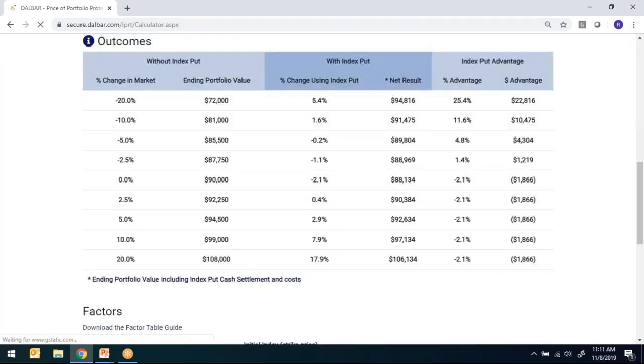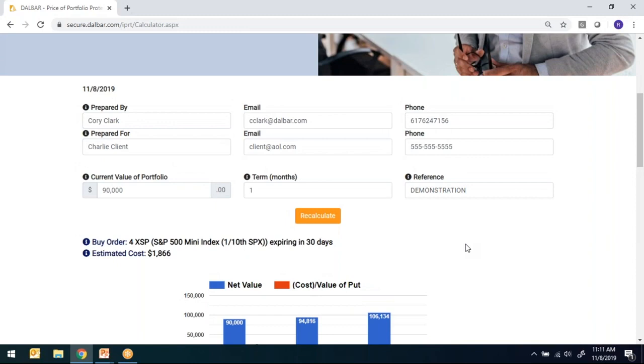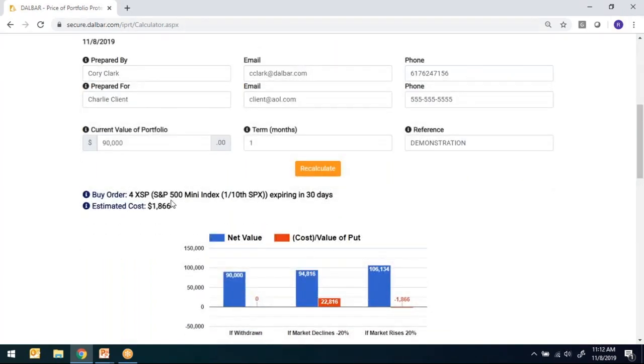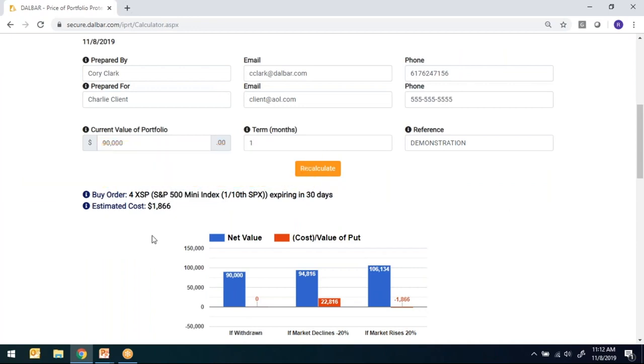I'm going to calculate right away, and we give the user the option of doing that and put some of the factors below, because from a usability standpoint, it's much easier to start with a template and tweak some of the variables that are necessary rather than starting from scratch. In this case, we defaulted to the S&P 500 mini index. It is recommending the purchase of 4 contracts, which would be a total cost of $1,866.